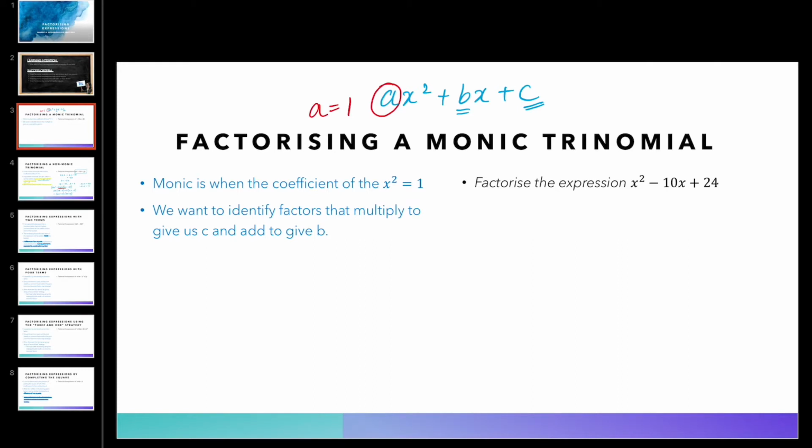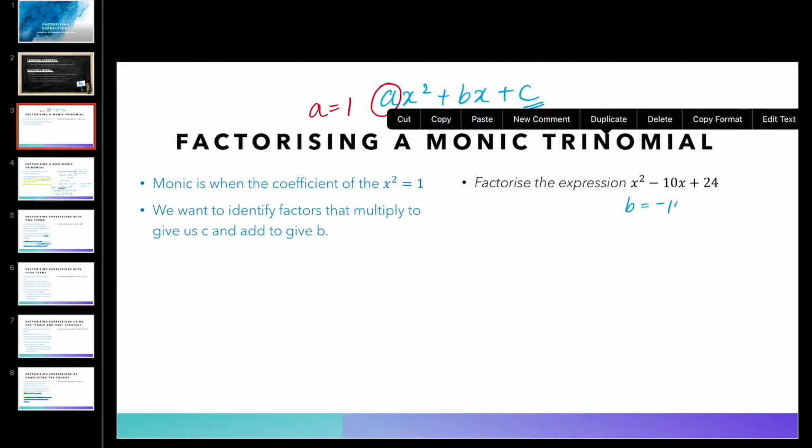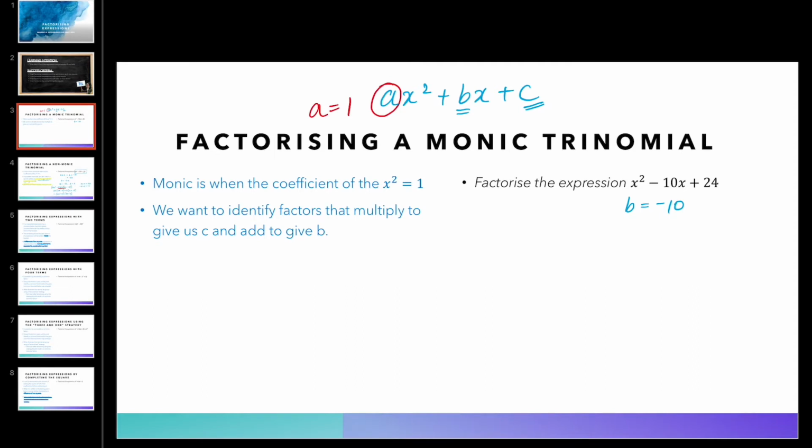We've been asked to factorise the expression x squared minus 10x plus 24. If we identify each of our features, first of all, we know it's monic because the coefficient of the x squared term is 1. b here is equal to negative 10, and c here is equal to positive 24. The fact that c is positive 24 and b is a negative number implies that our two factors must be negative. So we're looking for two negative numbers. When they add together, they equal negative 10, but when multiplied together, we get positive 24.